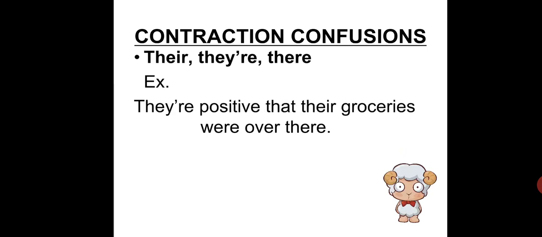Next, there, they're, and their. They're positive that their groceries, they possess that. We're over there. There is ayon. Okay, so there. Magkakatunog ha. They're positive that their groceries are over there. So, there's no such difference in the pronunciation part. So, you have to be careful on this, okay?